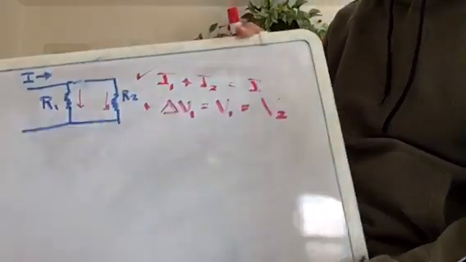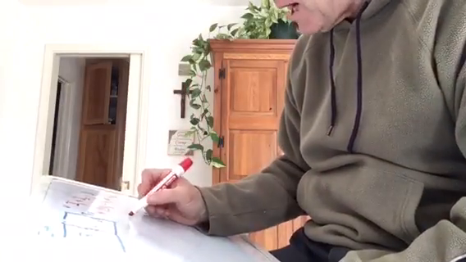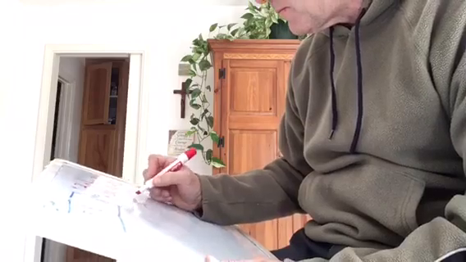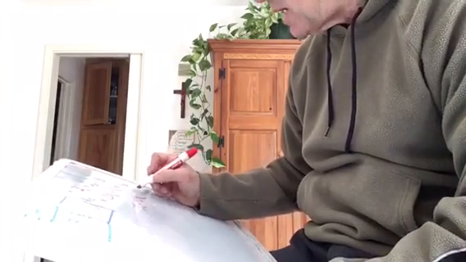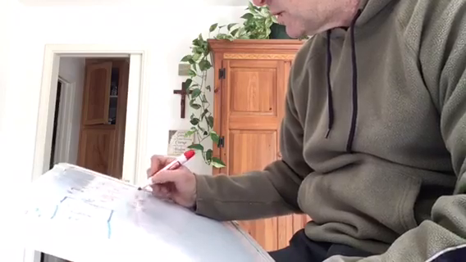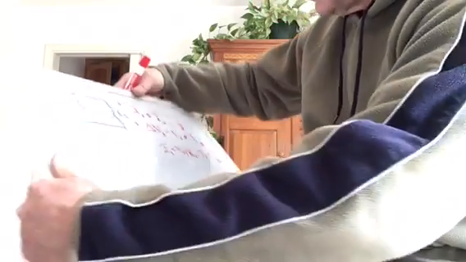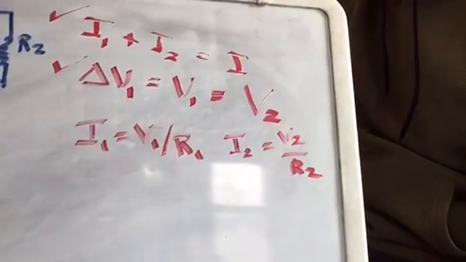Okay, so there we go. Actually, I think I'll just turn to the board and write really quickly and see if that makes sense. Basically, you've got I1 is equal to V1 over R1, and I2 is equal to V2 over R2. Those are a couple of relationships that we have.